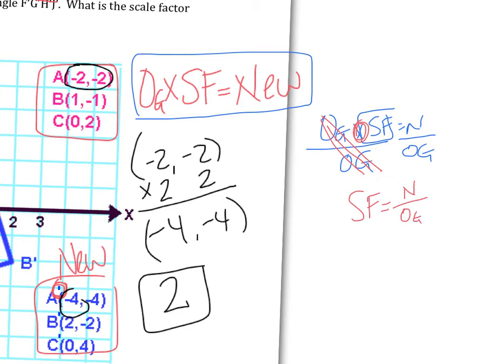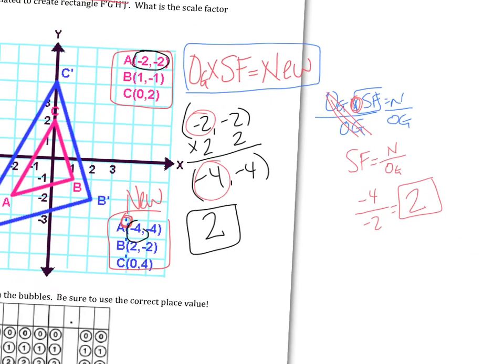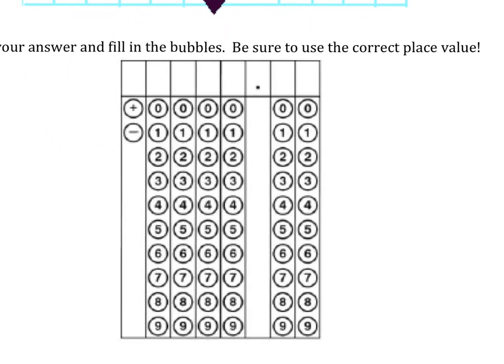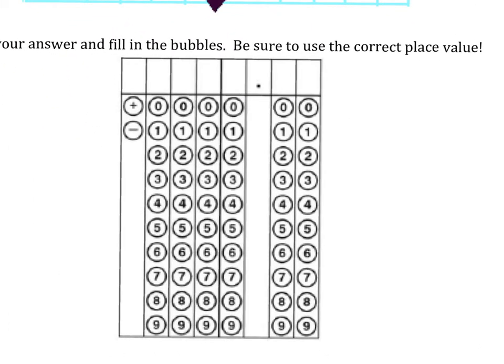So to find the scale factor, I would take my new point, which we'll use right here, -4, and divide by my original point, which was -2, and if I divide it, I get 2, so that's another way to find the scale factor. So now that I know the scale factor, I have to use my bubble sheet. So this is kind of new compared to what you had last year. So it's got the decimal for you.